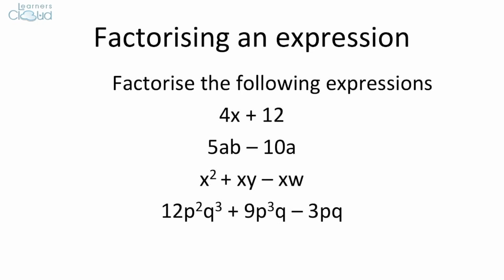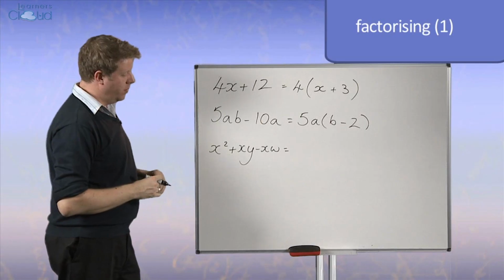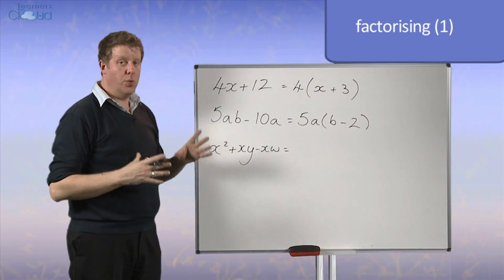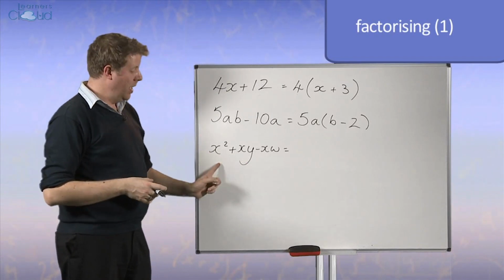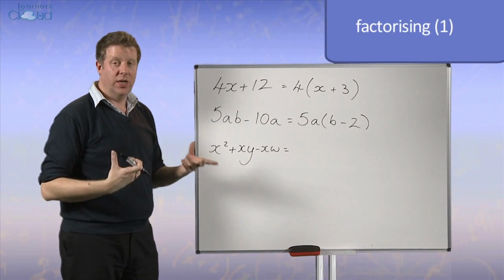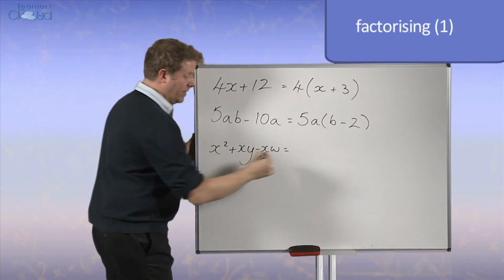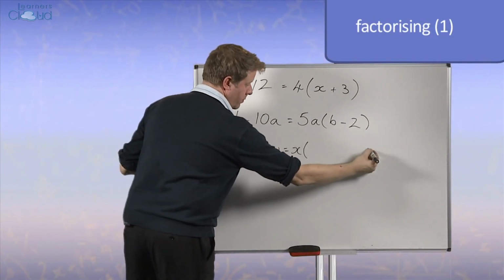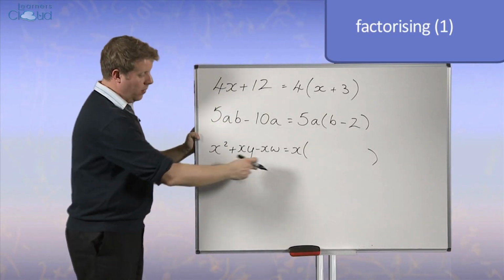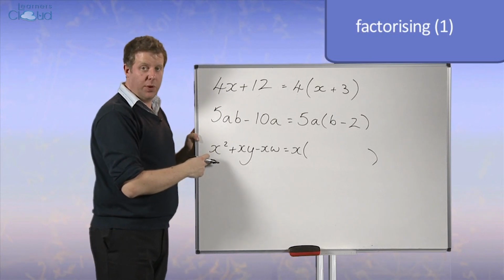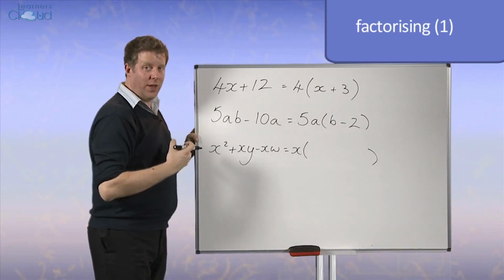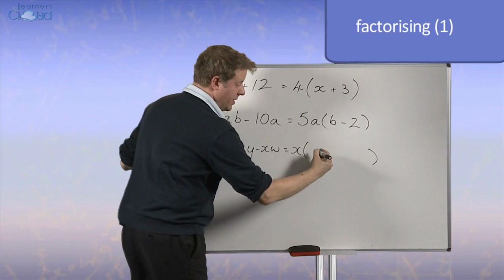Carrying on, let's make them a little bit trickier now. x squared plus xy minus xw. Now you can see here, there's no numerical term that I can take out, but there is an x that I can take out, as each term within the expression contains an x. So if I take that x out, what am I going to be left with? Well, x squared is the same as x multiplied by x. So if I've taken one of those x's out, it means I'm left with an x inside.